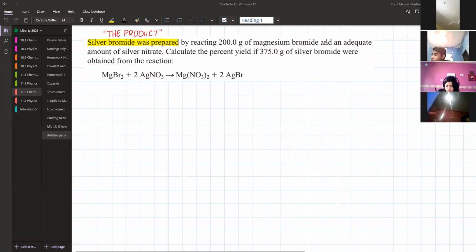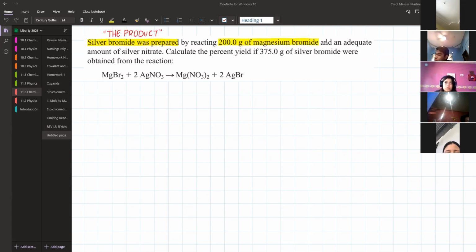So the problem also gives me 200 grams of magnesium bromide, which means that I will write that information in the reaction. Magnesium bromide is which one? 1, 2, 3, or 4? One. Yes, it is 1. Okay, so write the information over there. 200 grams.